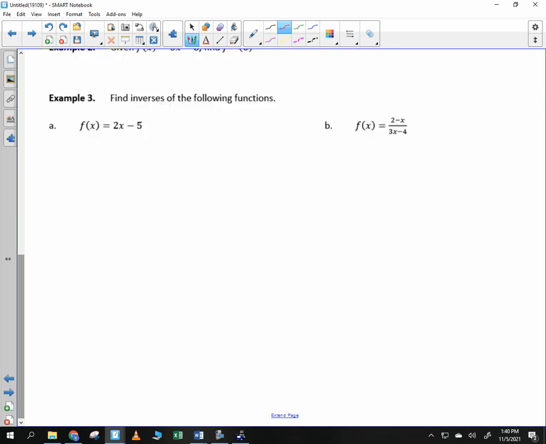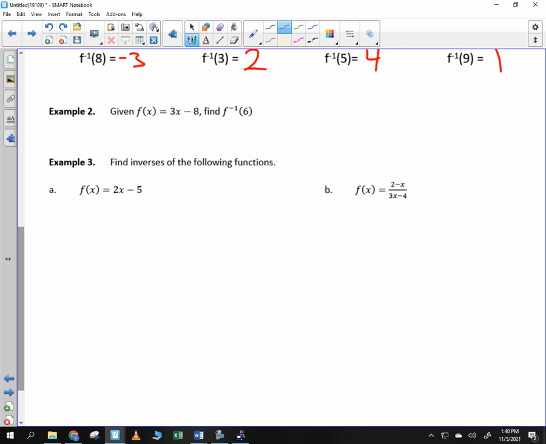Okay, let's try a slightly more challenging example. It says, given the function is 3x minus 8, find f inverse of 6. Does that mean I take the 6 and I plug in for x? No, because 6 is actually the y value. So I say 6 equals 3x minus 8. So for a y value of 6, can we find the x value? And we can. So we add the 8 and we get 14. We divide by 3 and we get 14 thirds is equal to x.